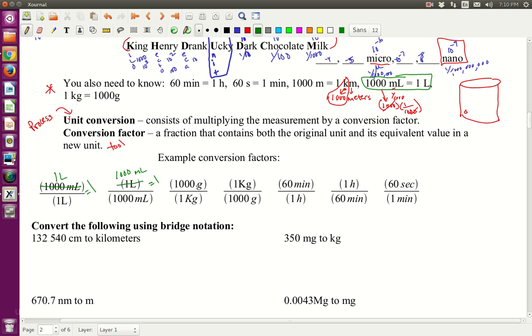So 1,000 grams is a kilogram. They're identical. You could also flip it upside down: 1 kilogram to 1,000 grams. 60 minutes is 1 hour. So I could cross that out and put what it's equal to. Now you see the top and the bottom are the same. 1 hour is 60 minutes. 60 seconds is 1 minute. I could put 60 seconds on the bottom. So you're going to use these relationships to change your units from one thing to another.